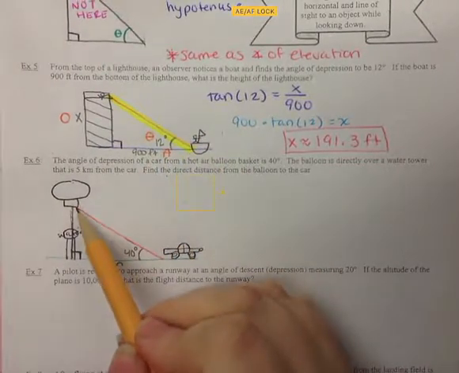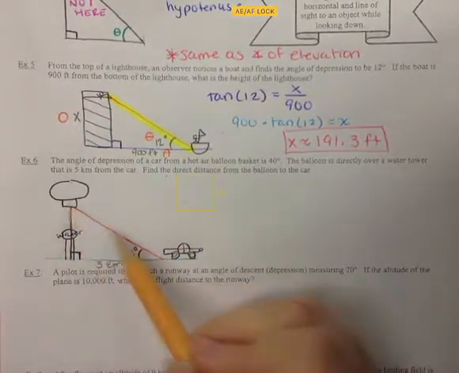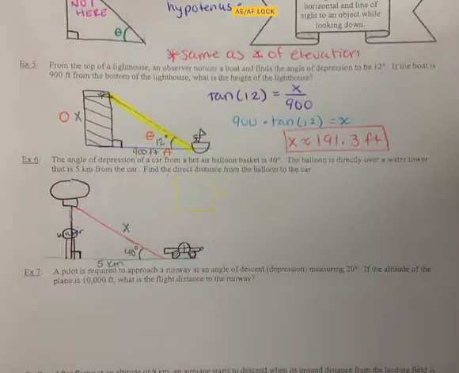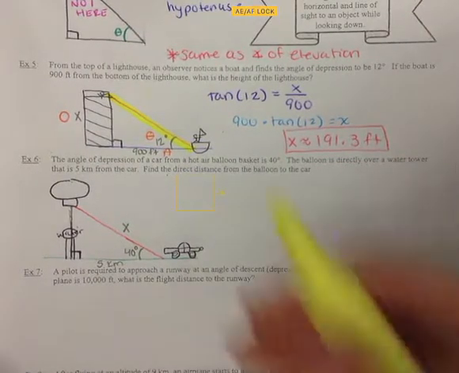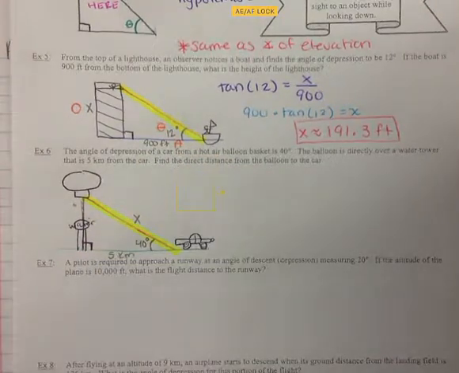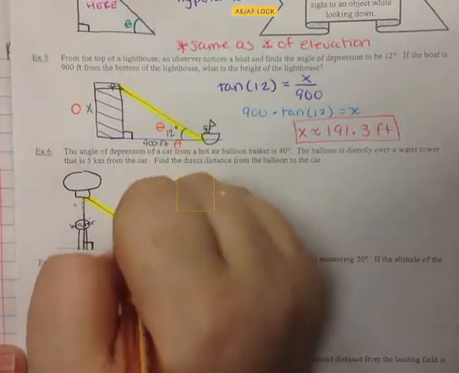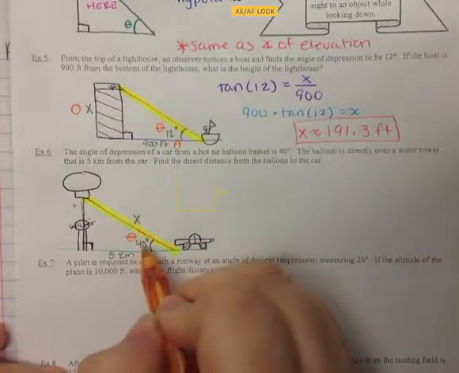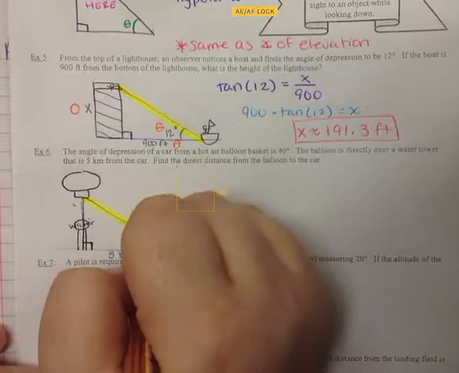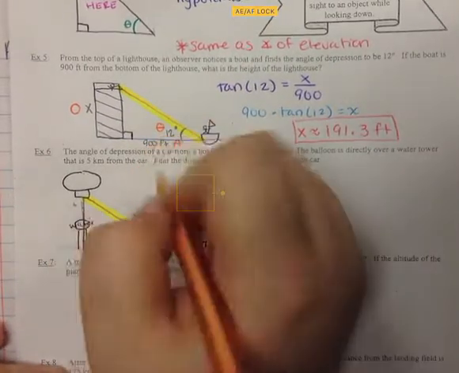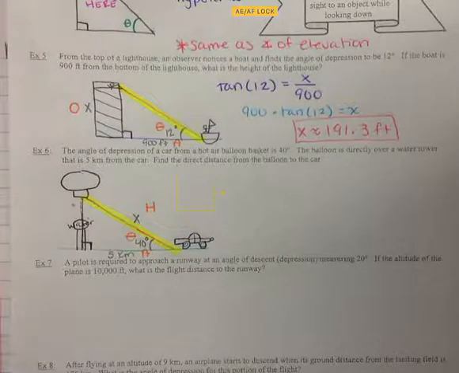So here's your balloon, here's your car. We put our x on the red. So now we can label everything for our trig. So highlight your hypotenuse. Our theta is our 40 degrees. The 5 kilometers is attached to that degree but not highlighted. That's our adjacent. Our x is on the highlight. That's automatically hypotenuse. So A into H is cosine.